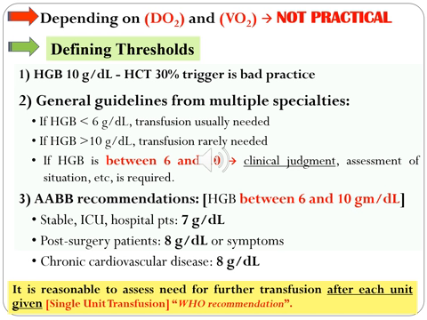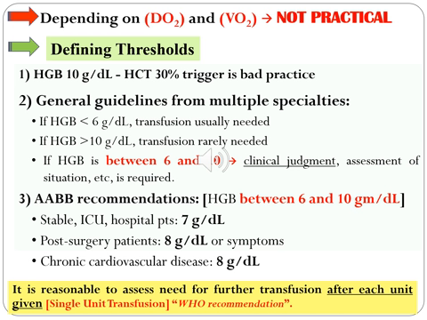The guidelines state that if hemoglobin is less than 6 grams per deciliter, transfusion is usually needed, while if hemoglobin is more than 10 grams per deciliter, transfusion is rarely needed. If hemoglobin is between 6 and 10 grams, then transfusion needs clinical judgment and assessment of the patient's situation.